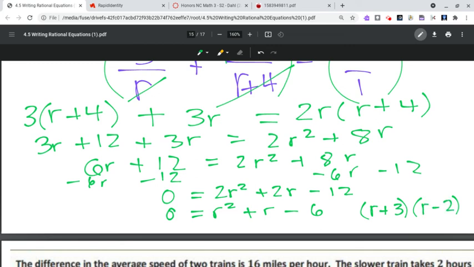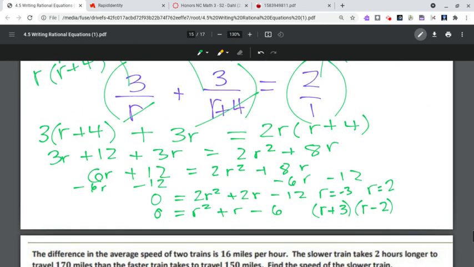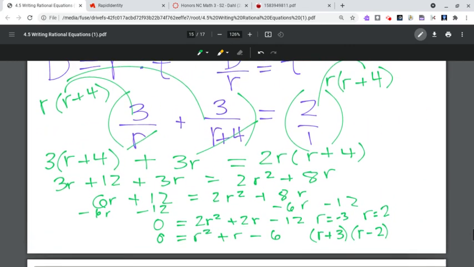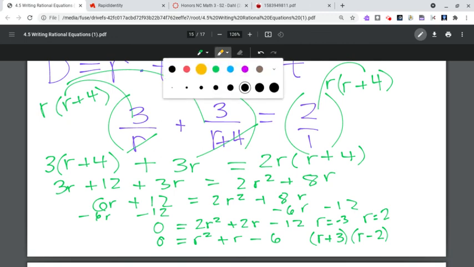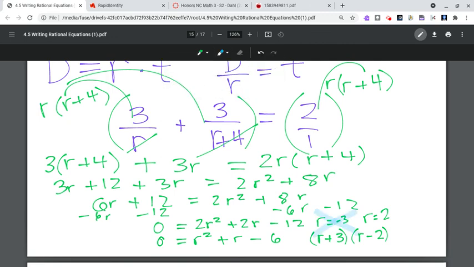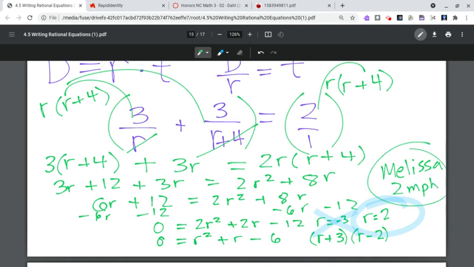Set them equal to 0. Our 2 potential r values, r equals -3, r equals positive 2. In the context of the problem, we are talking about Melissa's walking rate. A rate cannot be negative, so we have to reject this answer, accept this answer and acknowledge that Melissa's rate is 2 mph, miles per hour.